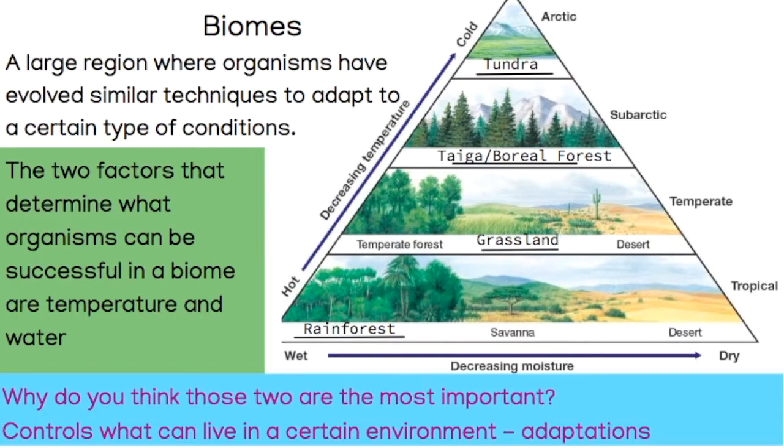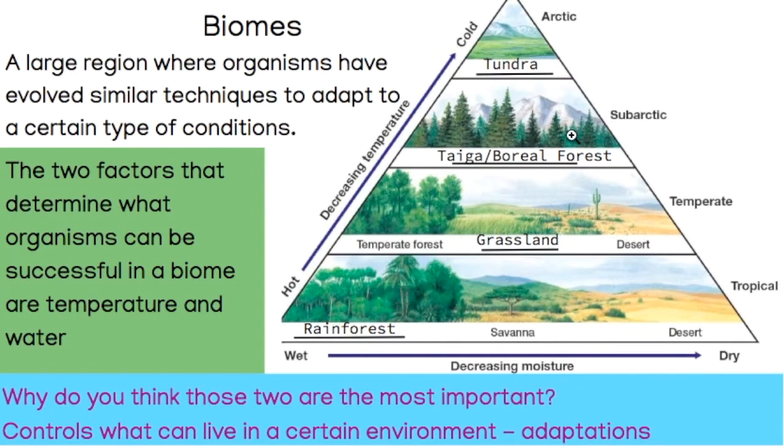Next, we have biomes. So biomes are a large region where organisms have evolved similar techniques to adapt to a certain type of conditions. And the two most important things, the two main factors that determine which organisms can be successful in a biome are temperature and water.